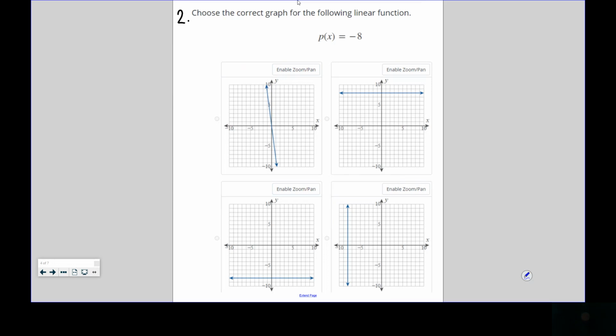It doesn't change anything. So p of x equals -8. So do you notice anything special about this function? Yes, it's going to be horizontal because this is one of our special lines. You can tell that because there's no variable over here. We know that f of x, or p of x in this case, is just a fancy name for y. So that's y equals -8. So we know this is a horizontal line.